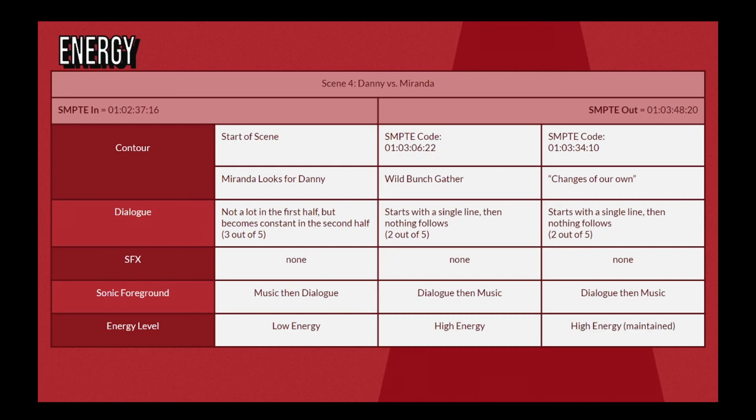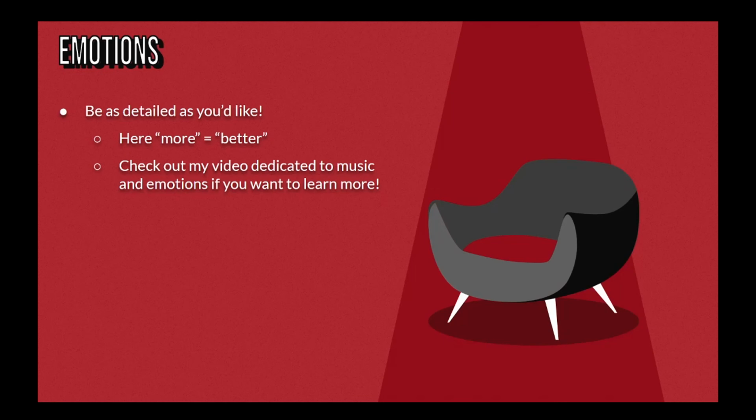Once you've mapped out the energy of the scene, we can start to take a look at the emotions involved. Now, here we can once again get as detailed as we like. However, to keep this video from getting too long, I'm going to recommend that you check out my video on translating emotions into music if you want a more comprehensive and detailed approach.